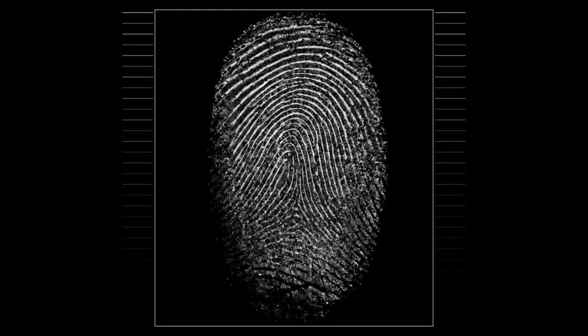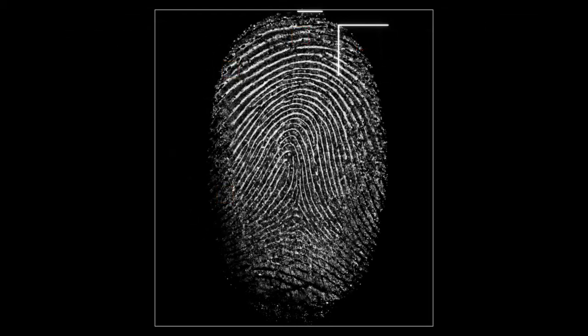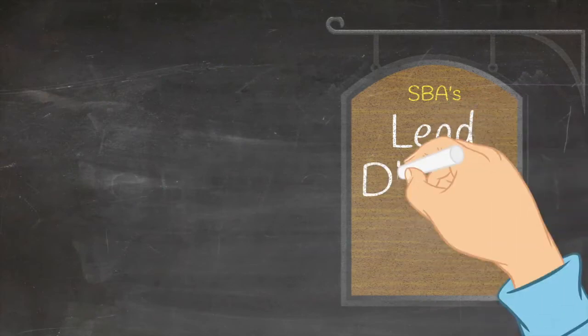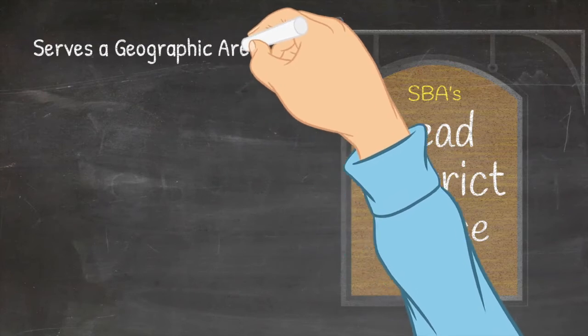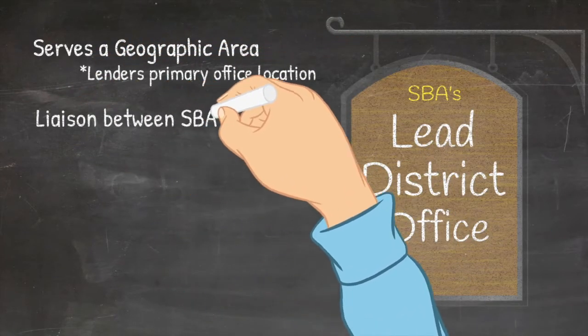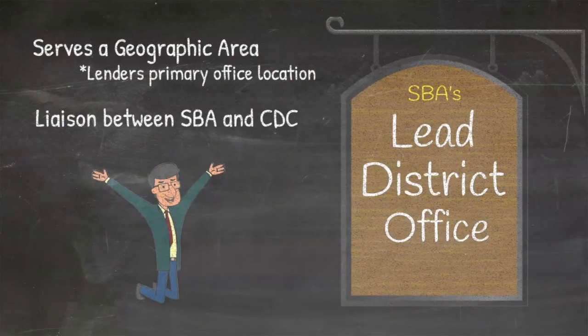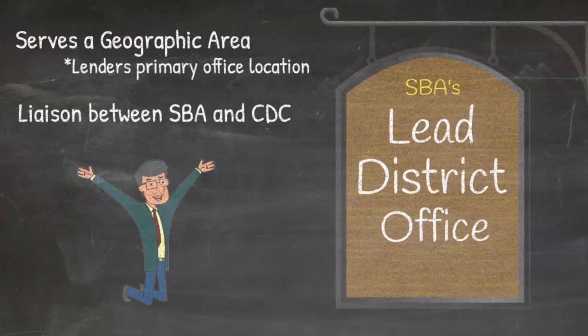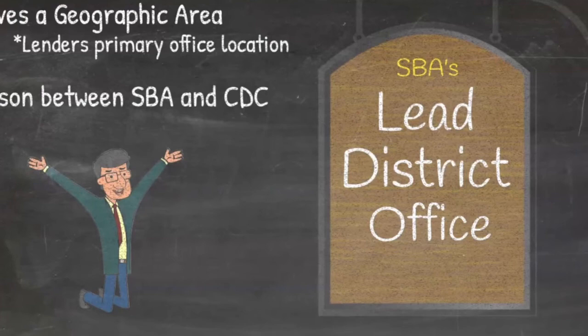This section also contains guidance on the fingerprint background checks in connection with SBA Form 1081. They've also renamed the SBA offices to the catchy name of Lead District Office, or LDO for short. This serves the geographic area where the lender's primary office is located and serves as the liaison between the SBA and the CDC. You'd think they could come up with something a little more creative than Lead District Office.